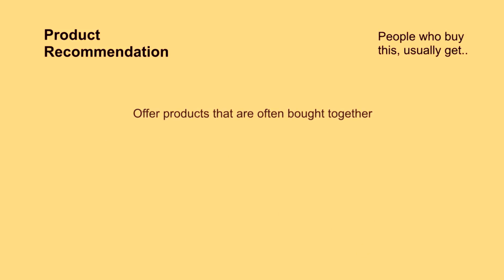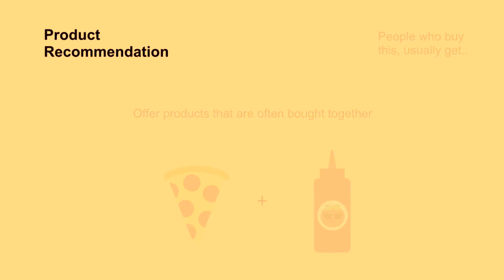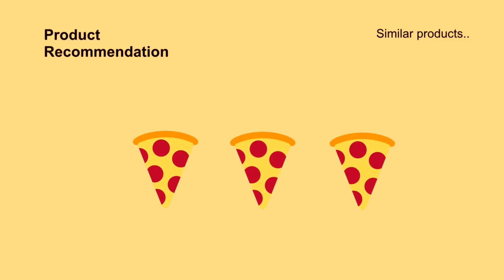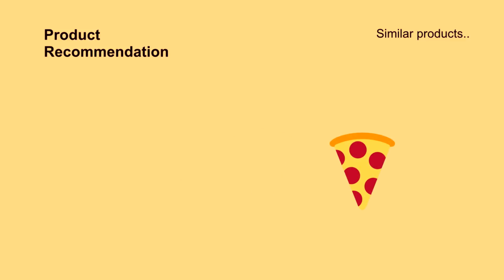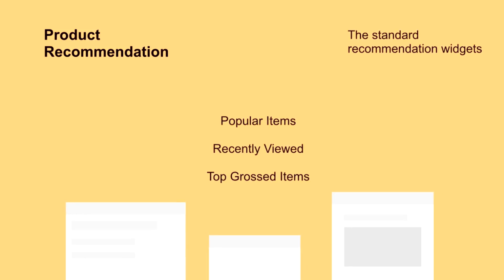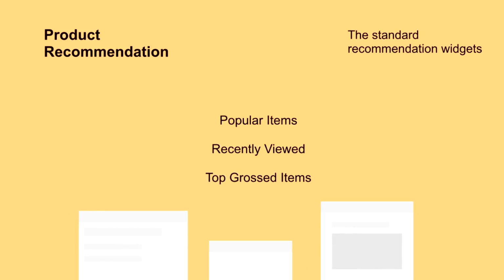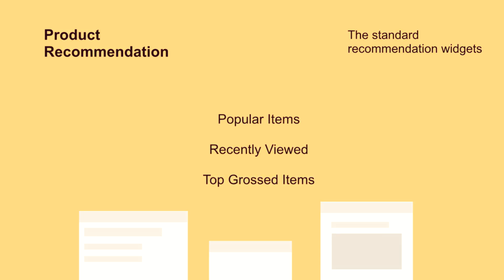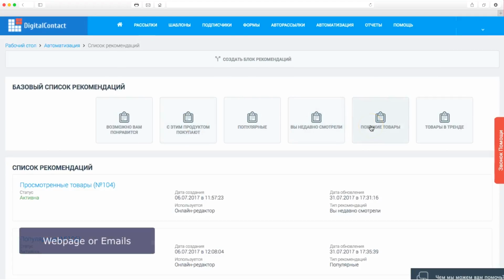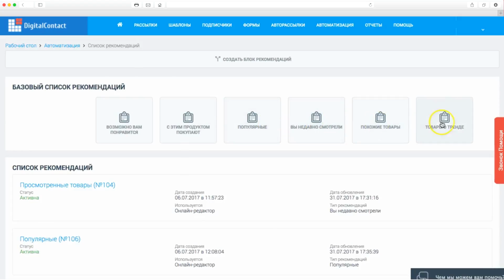B. People who buy this usually will offer products that are often bought together, such as sauce with a pizza. C. Similar products will offer a user different pizza types and recipes based on the pizza the user initially selects. D. And last but not least, the standard recommendation widgets such as popular items, recently viewed, and top grossed items. All recommendation widgets can be easily integrated into your web page or emails. The widget design and customization can be easily done through our built-in editor.